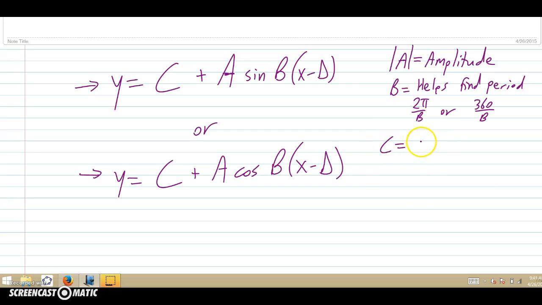C tells you to move the entire graph up or down, and how much. If C is positive, it tells you to move it up however much. If it's negative, it tells you to move it down however much. D, which you'll notice is the opposite of what you see inside because we see negative D, tells you to move it left or right. So C and D affect up, down, left, right movement. If you know those things, this shouldn't be the worst thing we've done all year.